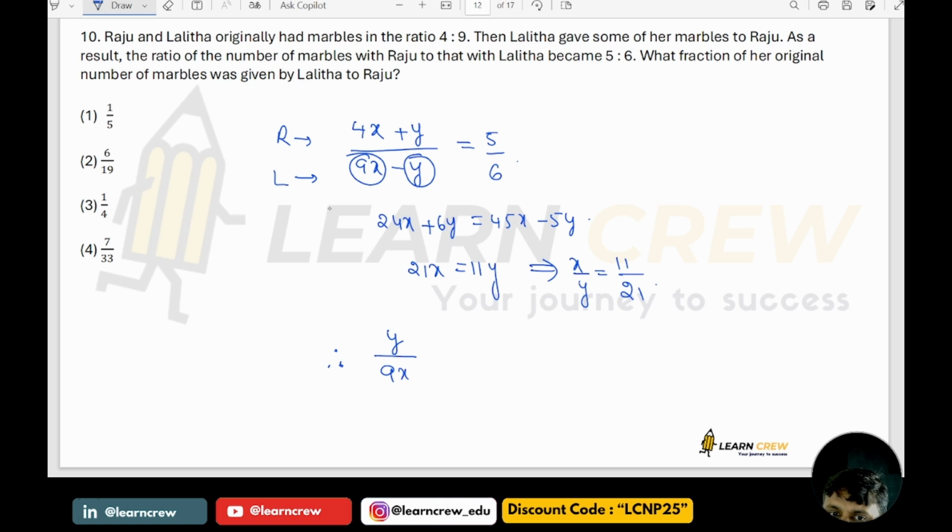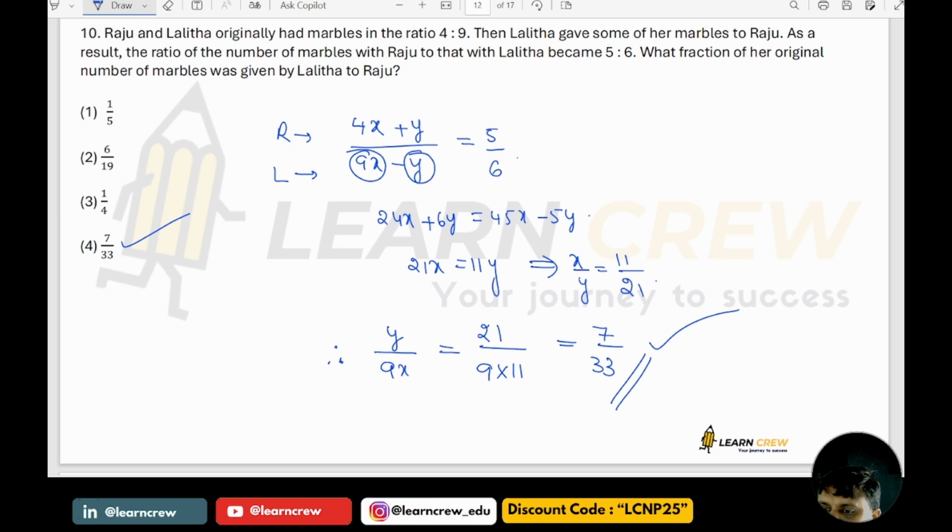Lalita originally had 9x marbles. Out of them, y were given to Raju. So y by 9x is how much? If y is 21, x is 11. So 9x is 9 into 11. Thereby, 3 7s are 21, and 3 11s are 33. So the answer is 7 by 33.